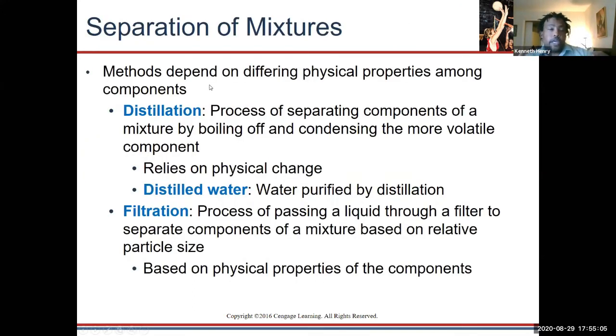So we can use those physical properties to separate two compounds or two elements or two molecules. We can use distillation. We could use filtration. Filtration is separating liquids from solids by using a filter paper. How many of you guys drink coffee? Do you have grinds in your coffee when you drink it? Or do you use filter paper to filter it out?